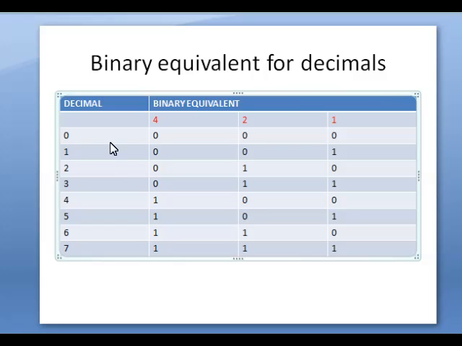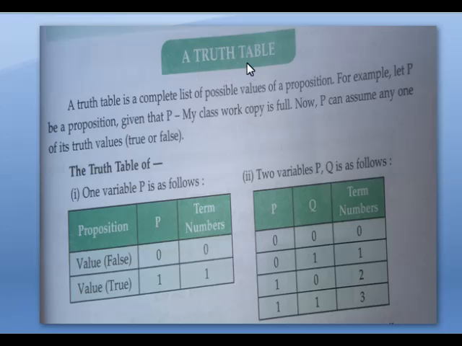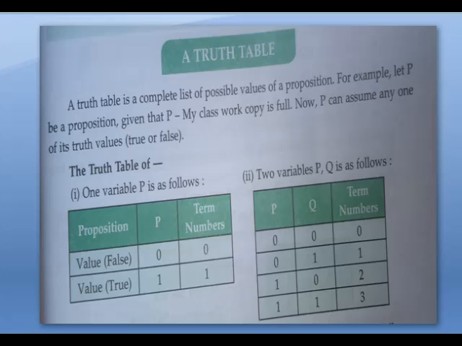Okay students, now we are going to learn about the truth table. If you are clear with the binary equivalent, how to write the binary equivalents, then only you are able to understand these tables of truth table. First we are going to see what is a truth table. A truth table is a complete list of possible values of a proposition.